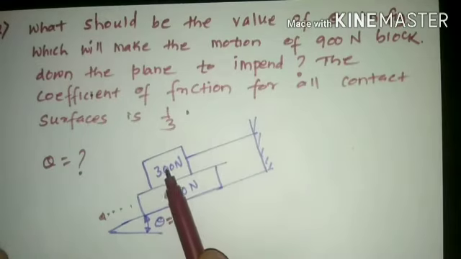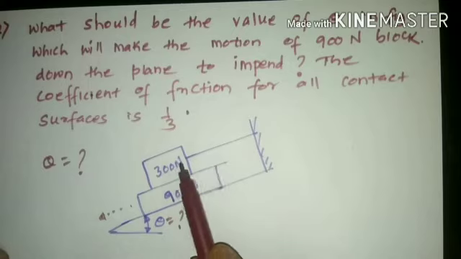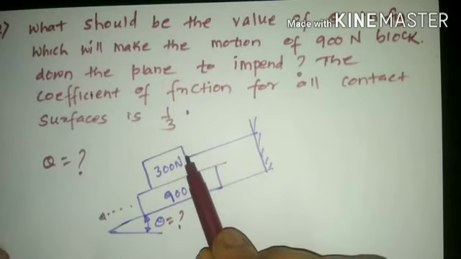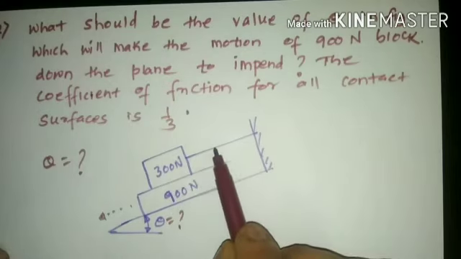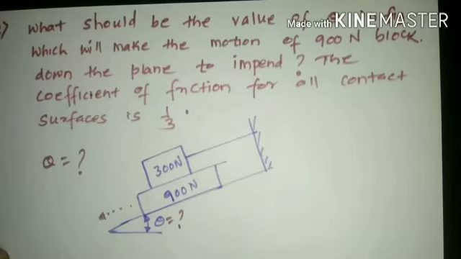The question for the 300 Newton block will not arise, because it has been connected with a string. Since it is connected with a string, the 300 Newton block will not slide down the plane. On the other hand, it will be held intact because of the string. Since the 900 Newton block is an unsupported element, it will try to slide down the plane. The first reason is that it is not supported. The second reason is that, because of gravitational attraction, it will move down the plane. So we are supposed to find the angle theta.